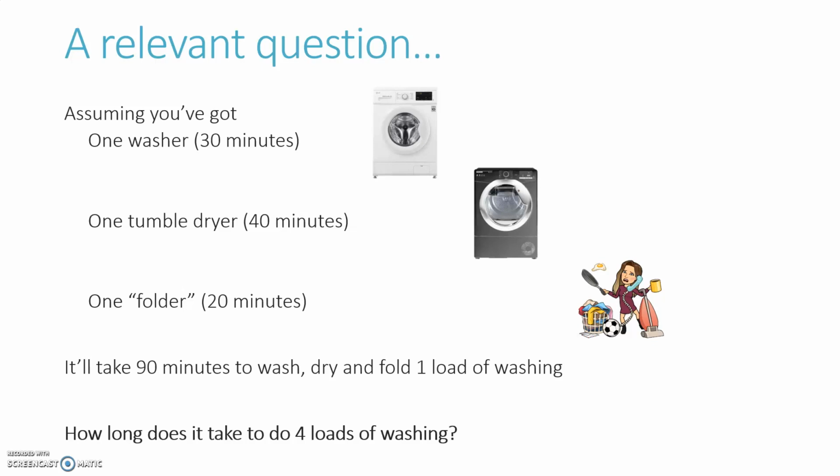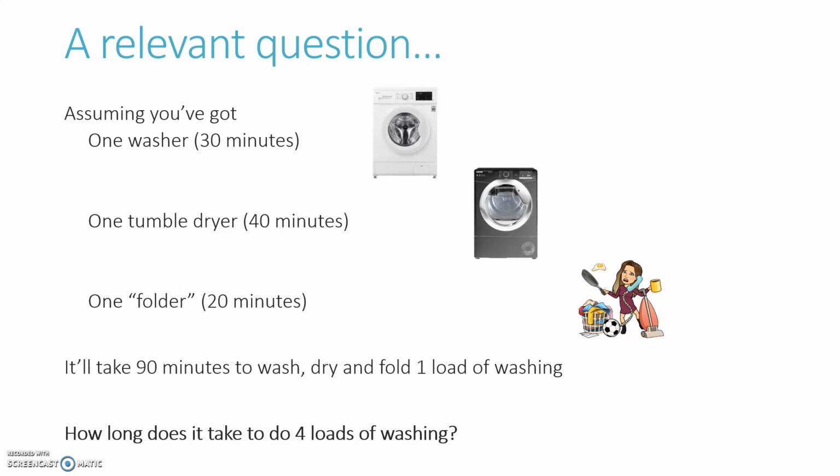Okay, so assuming you've got in your house one washing machine that takes 30 minutes to wash one load of washing, you've got a tumble dryer that takes 40 minutes to dry that load of washing, and you've got one folder, which in this case is my little Bitmoji, that takes 20 minutes to fold that load of washing. In total, it will take 90 minutes to wash, dry and fold one whole load of washing.